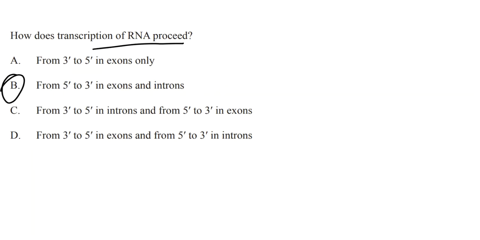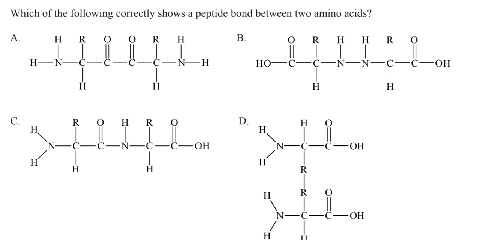Which of the following correctly shows a peptide bond between two amino acids? These are amino acids. These seem fine. No, wait, this is not it. This is not fine. It's between nitrogen and carbon, so this one's okay. This one's not okay. C is the correct answer.